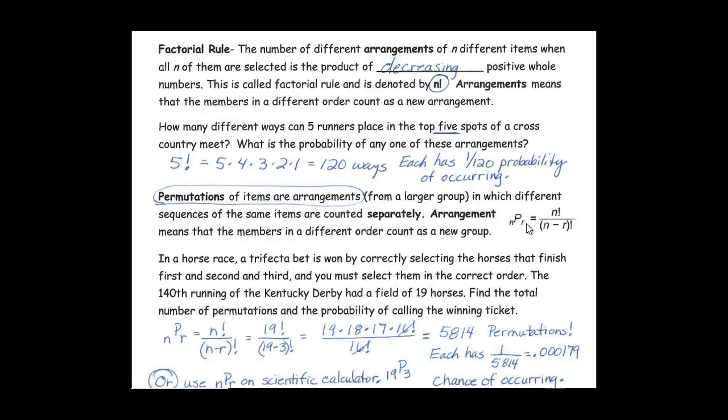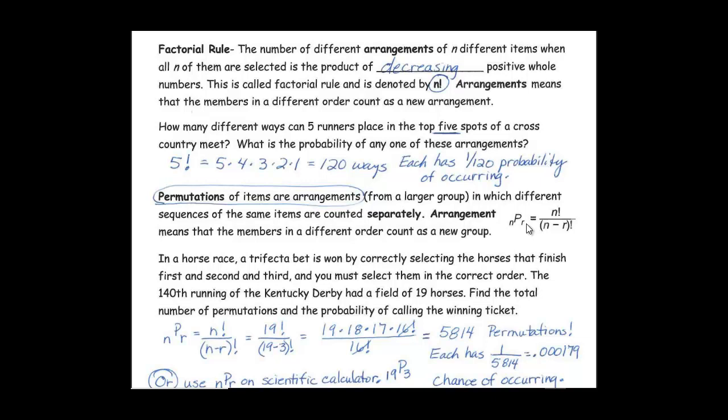Okay, on our next one, the next 3 things, we really have some new notation that we're going to need to be dealing with, as well as some new concepts. So our first one is the factorial rule. The number of different arrangements of n different items when all n of them are selected is the product of decreasing positive whole numbers. This is called the factorial rule and is denoted by n exclamation point. Now, at first you're like, that was a lovely definition, but what in the heck does that mean? It's very convoluted sounding. Arrangements mean that the members in a different order count as a new arrangement. So we need to keep that in mind.